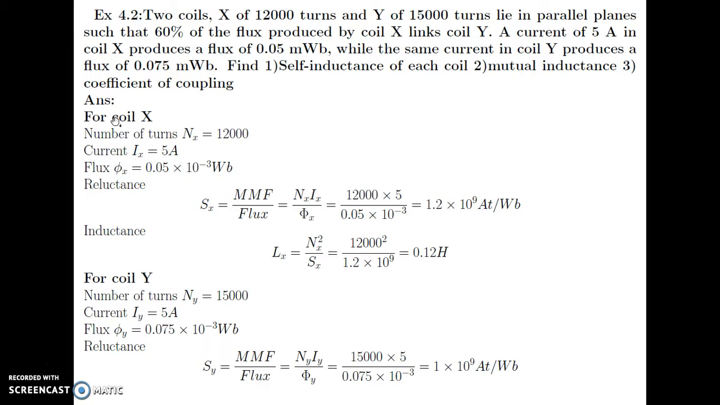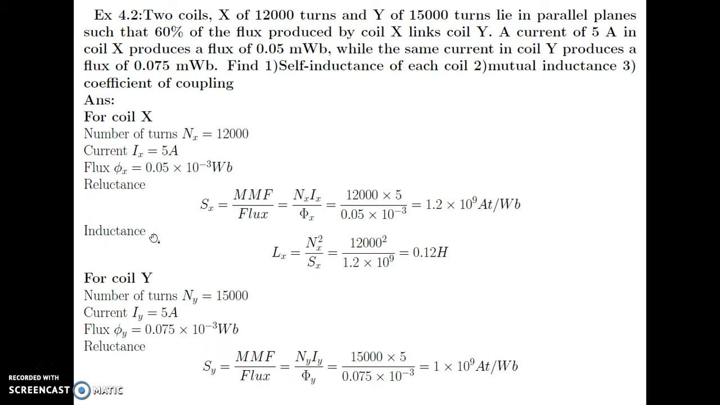So let us do the calculation for coil X first. For coil X, number of turns are 12,000, current carried is 5 ampere, and flux phi x is equal to 0.05 into 10 raised to minus 3 Weber, that is 0.05 milliweber. I will calculate the reluctance. Reluctance is equal to mmf upon flux. mmf is given by N I, so reluctance is N x into I x upon phi x, that is 12,000 into 5 divided by 0.05 into 10 raised to minus 3. It gives me 1.2 into 10 raised to 9 ampere turn per Weber as the reluctance of coil X.